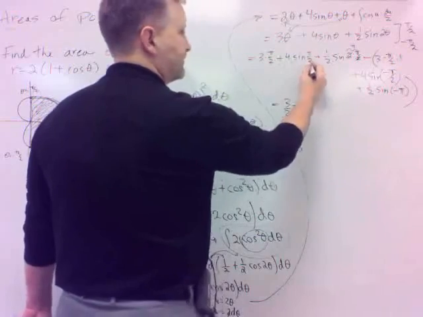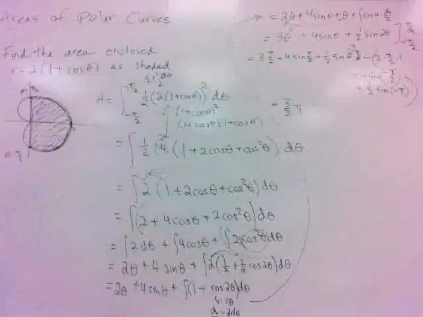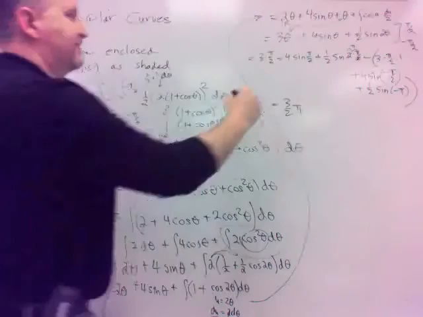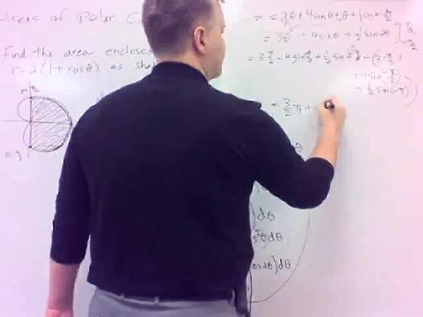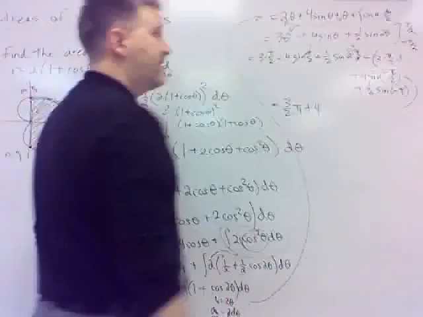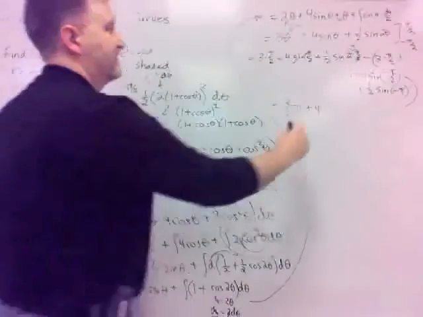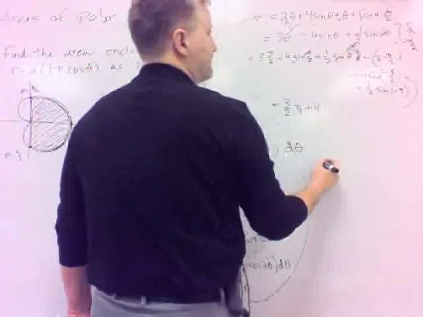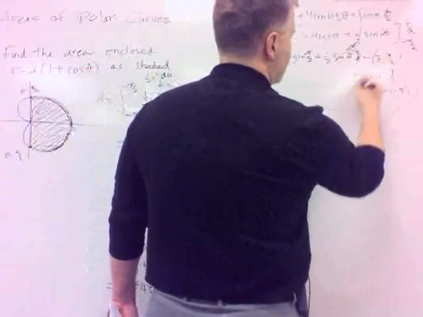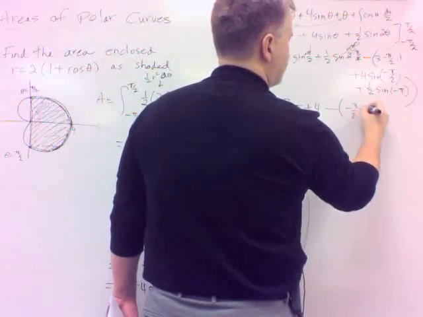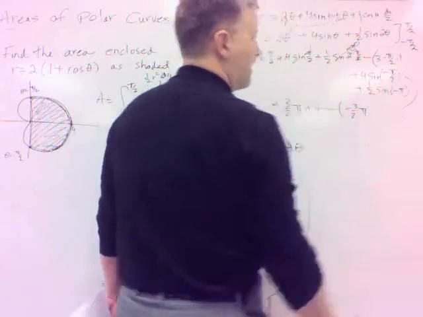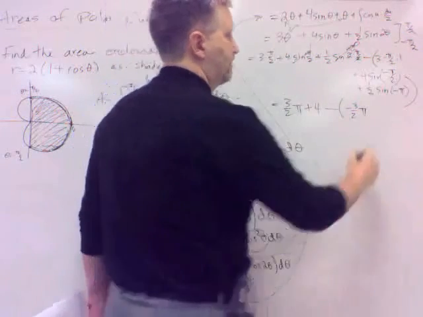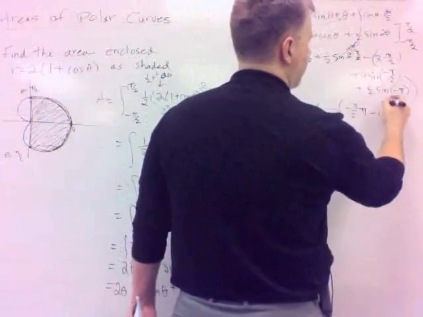What's sine of pi over 2? It's 90 degrees. That'd be 1. That's 4. Sine of pi, back to 0. Yeah, that's 0. And then minus, well, we'd have minus 3/2 pi. Sine of negative pi over 2, is that negative 1? So that'll be negative 4. And that's 0.